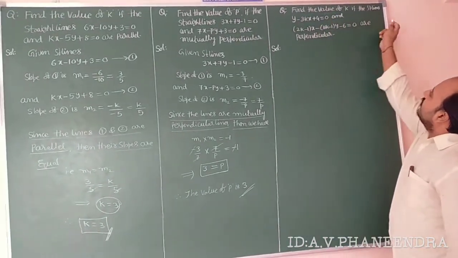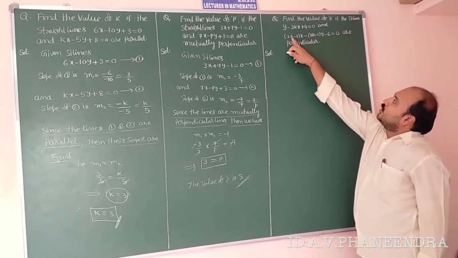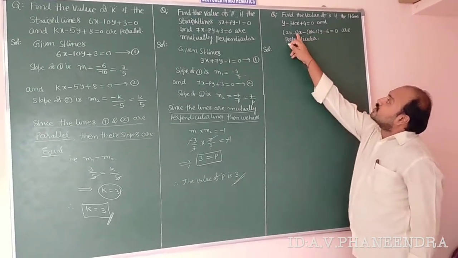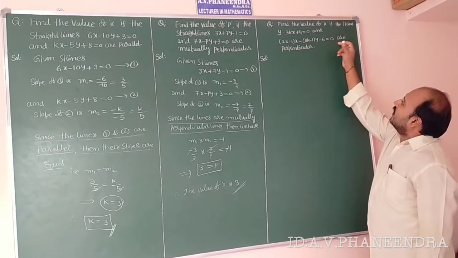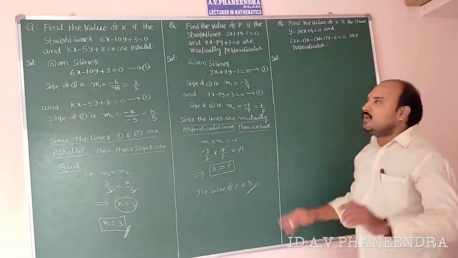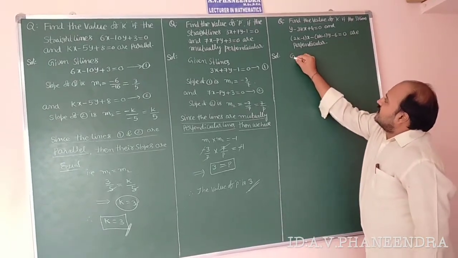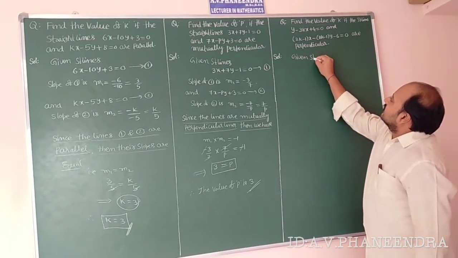Come to the next question. Find the value of k if the straight lines y minus 3kx plus 4 equal to 0 and 2k minus 1 into x minus 8k minus 1 into y minus 6 equal to 0 are perpendicular. Same condition you have to follow, but the question given is different. First step is given straight lines.